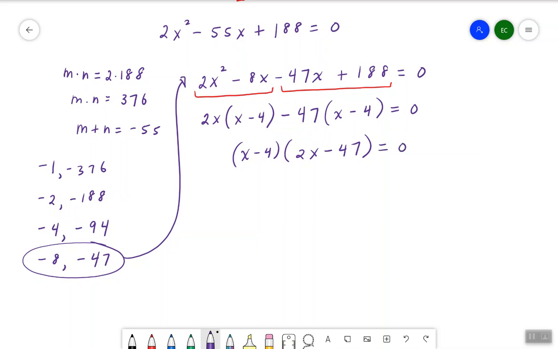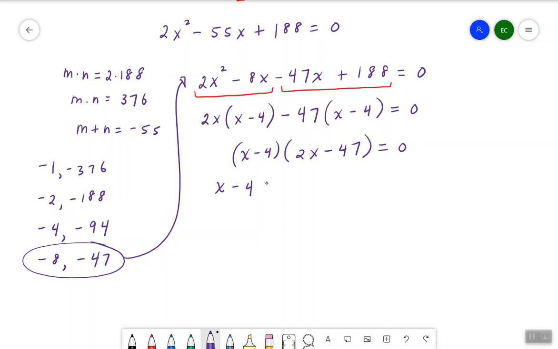And of course at this point we've got our quadratic factored, and so we really want to come back and just double check that it's correct. So we just want to multiply this back out. X times 2x is 2x squared. This is a minus 47x minus 8x, so that is minus 55x. And then negative 4 times negative 47 is in fact positive 188. So that looks real good.